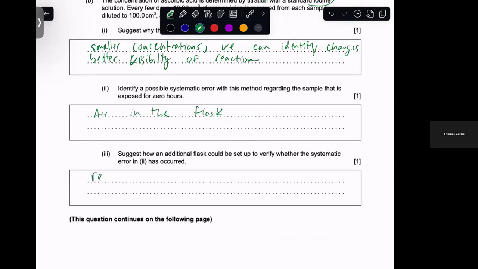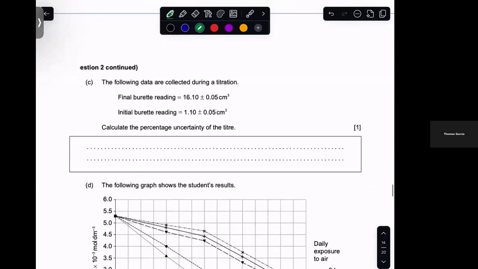You could remove juice with a syringe and fill the flask so there is no air. Remove the air in some way, shape, or form.